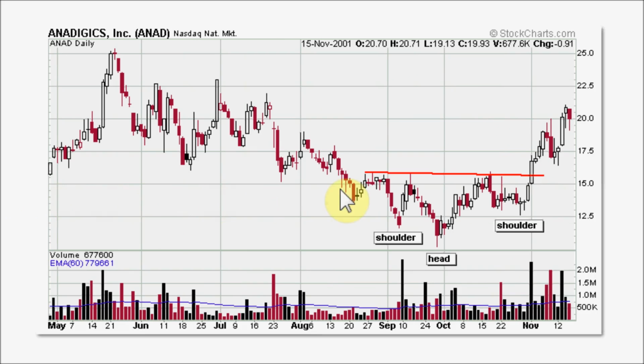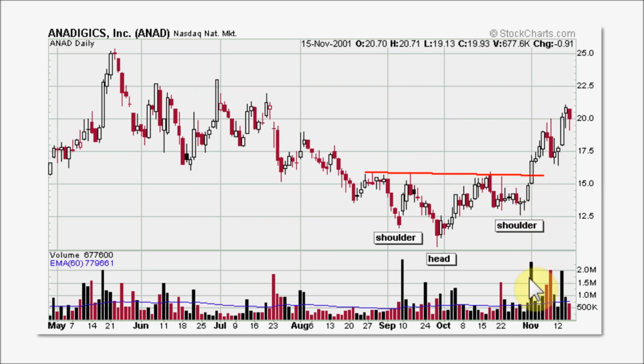This is a bullish inverse head and shoulders chart pattern. It is a reversal pattern that's usually found at bottoms. The head will be the low or the bottom. The left shoulder is over here and the right shoulder is over here. The neckline resistance that it needs to break above is right here.